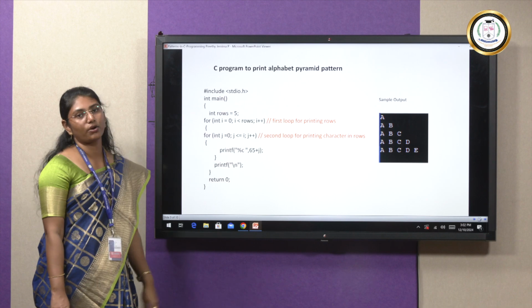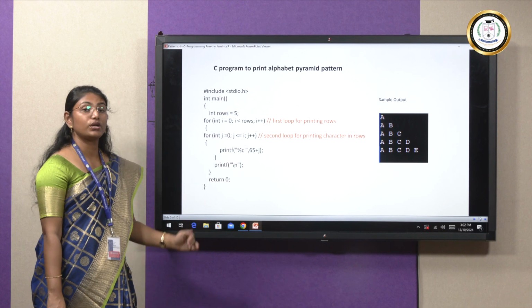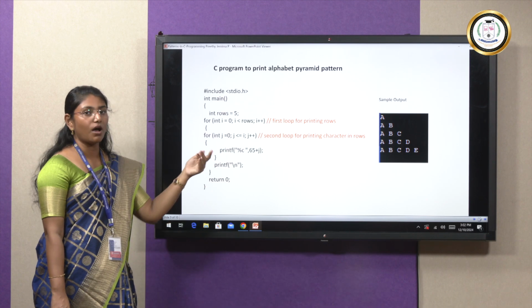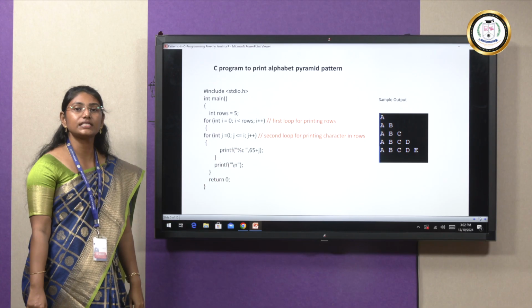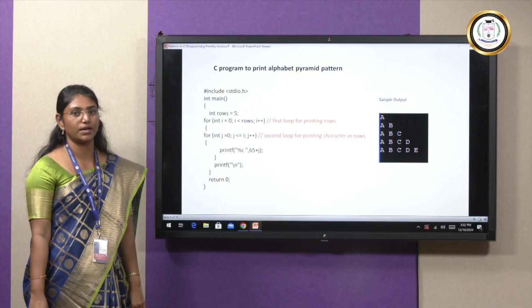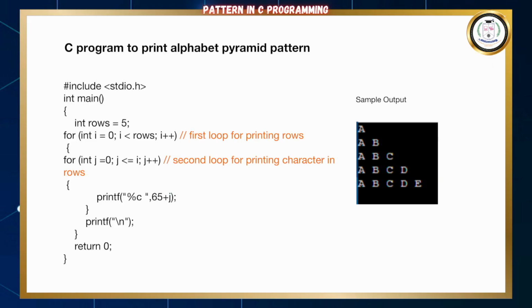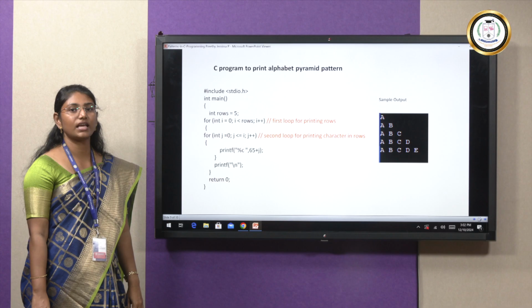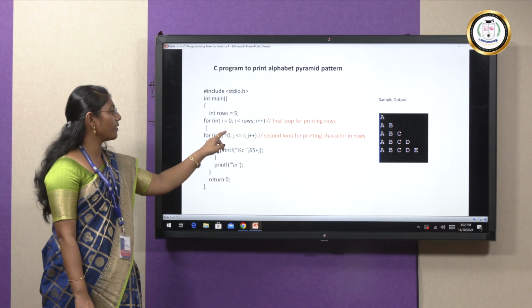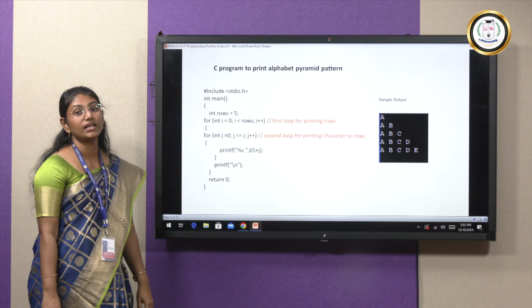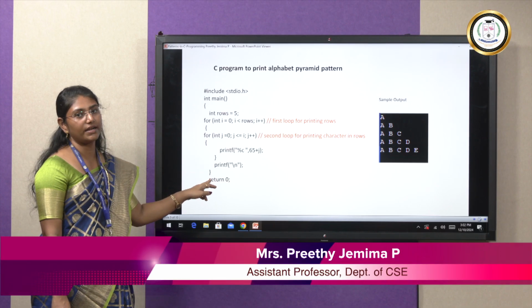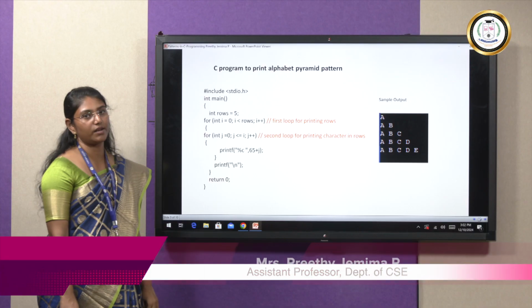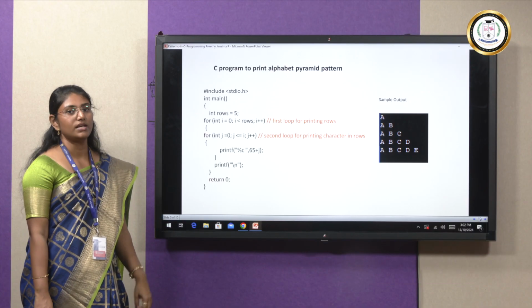So 1 is less than or equal to 1, the condition is true. Now I have to print B. How will B be printed? 65 plus 1, 66, is the ASCII code for the character B. So B will also be printed. Again the inner loop J will get incremented. Now J value is 2, so it will check 2 less than or equal to 1. The condition is false. It will come out and print a new line. Now my cursor will be standing in the third row.